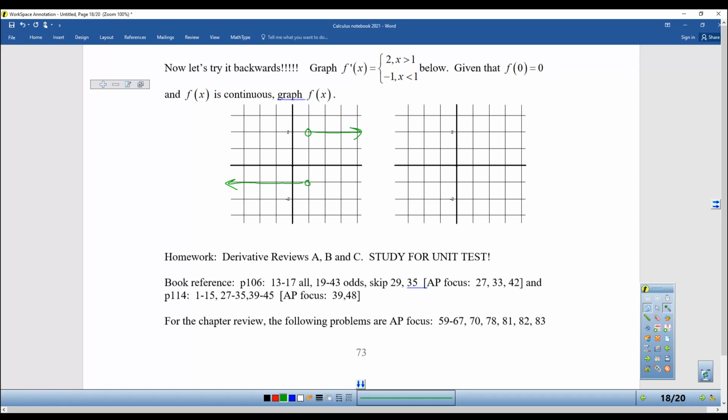All right. Given that f of 0 is equal to 0, so I have to go through this point, and I have to make my graph continuous. So I'm looking for something that has a derivative of negative 1 all the way through here. So a slope of negative 1 would look like that. Oh, but it has that slope all the way. So I have to go through that point, but I'm not going to stop there because it has a slope all the way down to there. And now from 1 over, it has a slope of 2.